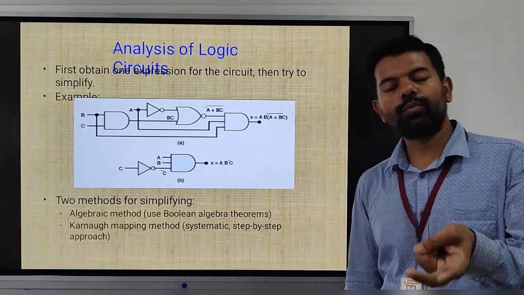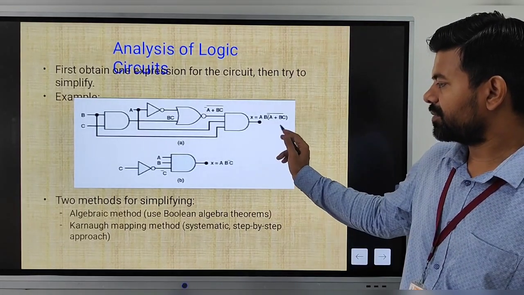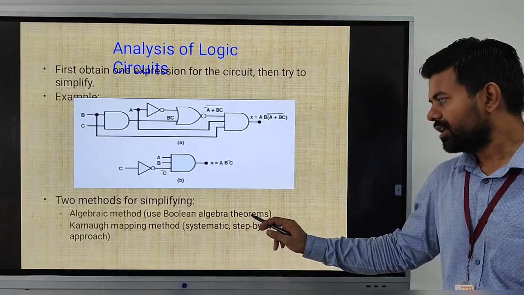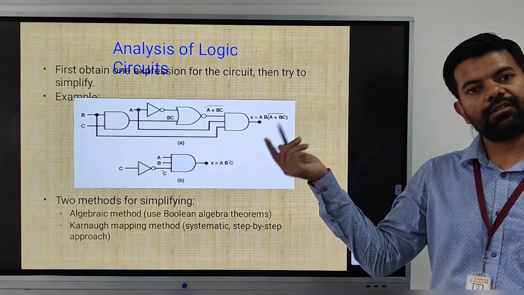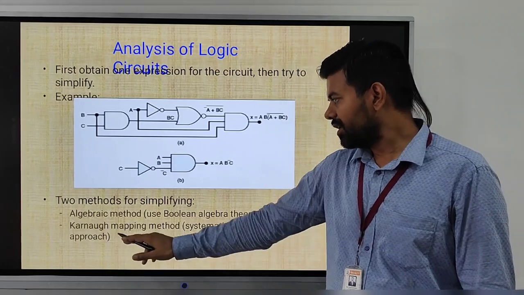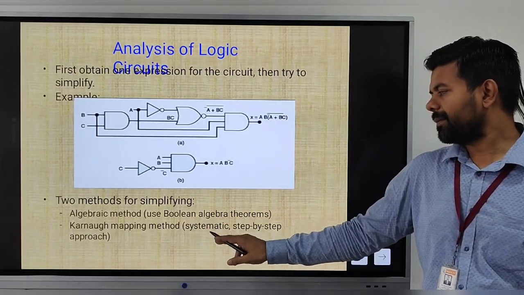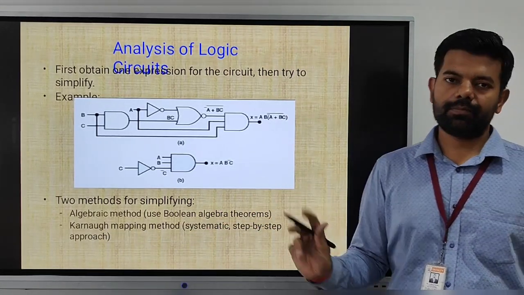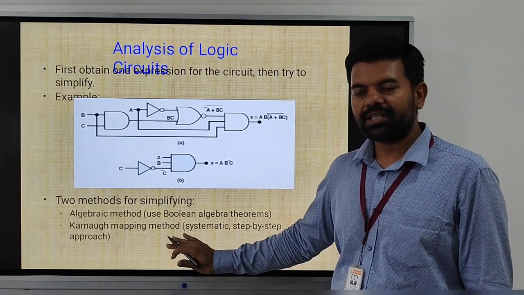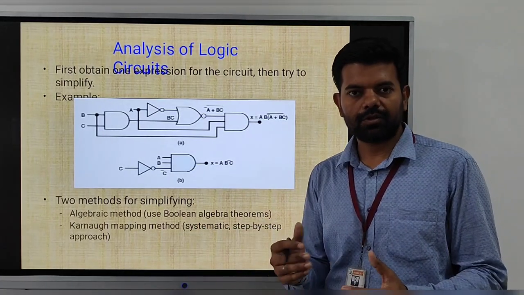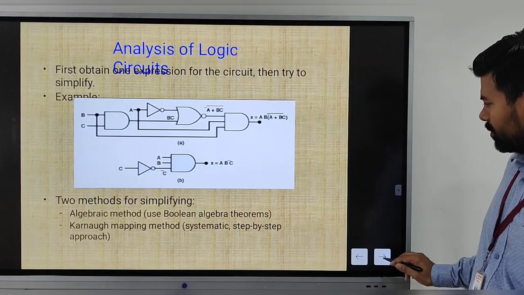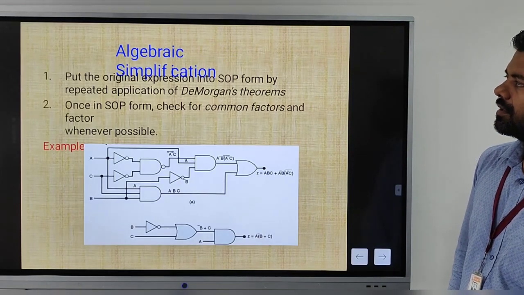Now there are two methods to simplify this logical expression. That is the algebraic method, in which we use the Boolean theorems we studied in earlier classes, and the Karnaugh mapping method, a systematic step-by-step approach. The algebraic method is simple, and the Karnaugh map is somewhat more complicated. So we will see how to do it.